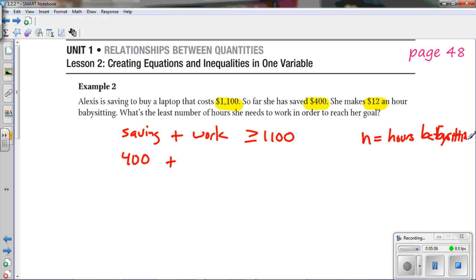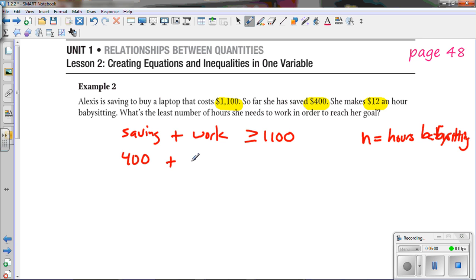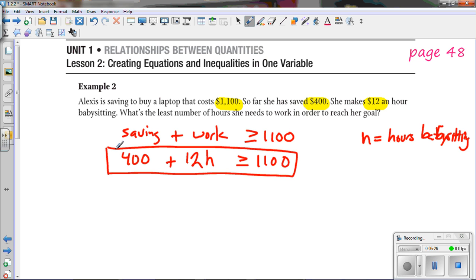Okay, so hours of babysitting. She makes $12 an hour for the number of hours she works. There's a term: 12 is your coefficient, H is your variable. Those are two factors. Together, multiplied, they produce how much money she's going to make working. And it has to be bigger than this, okay? All right, so there's our equation. There's our statement that's an inequality, okay?